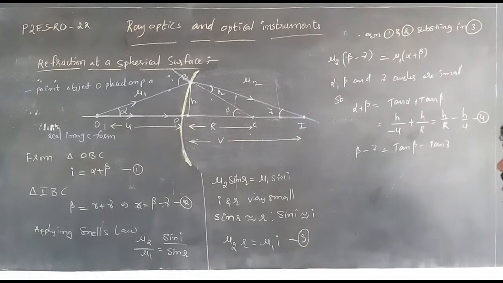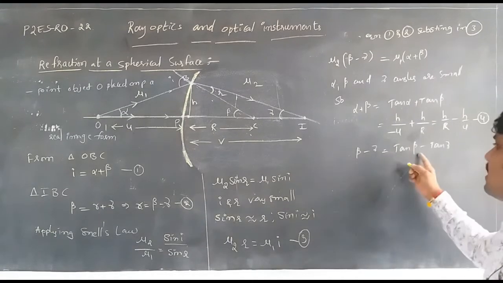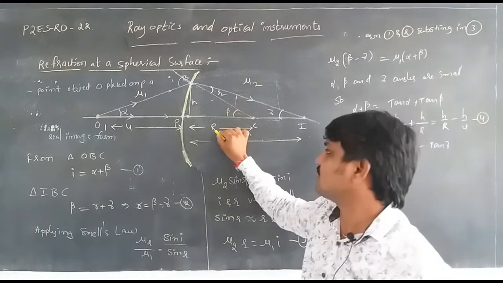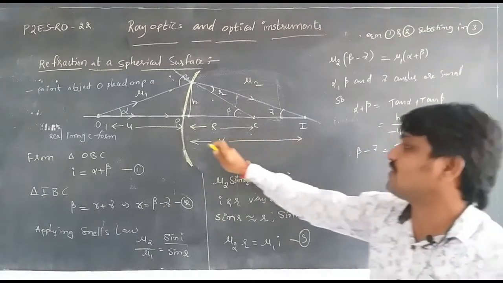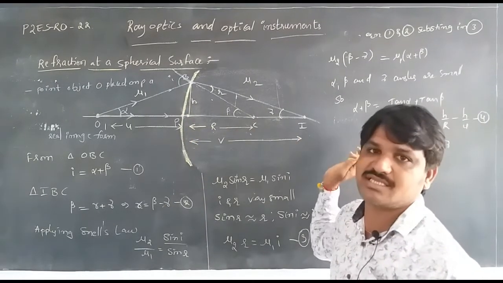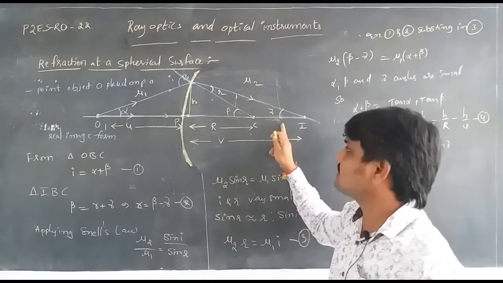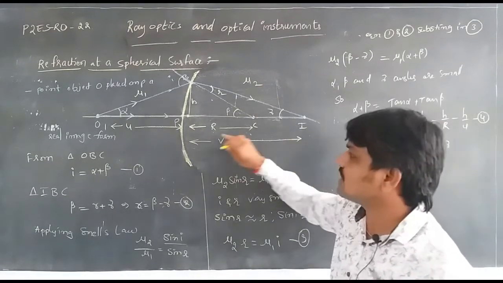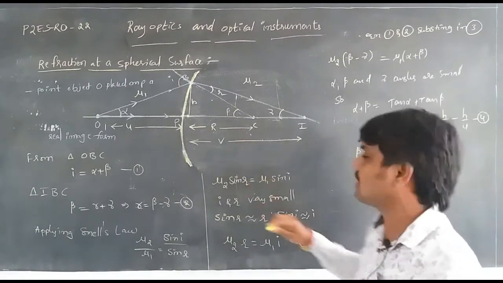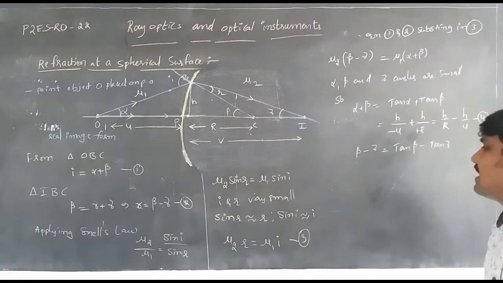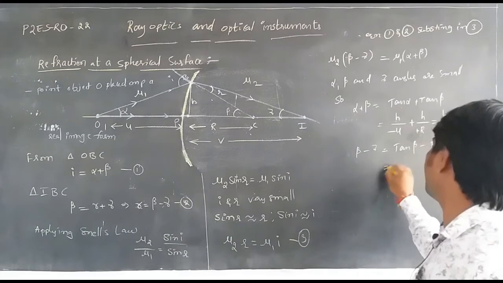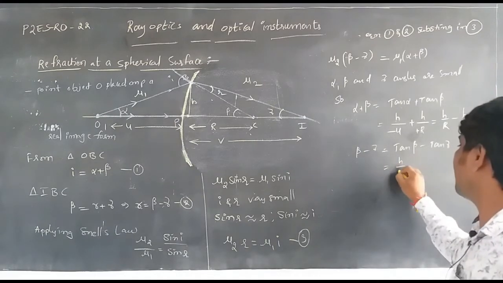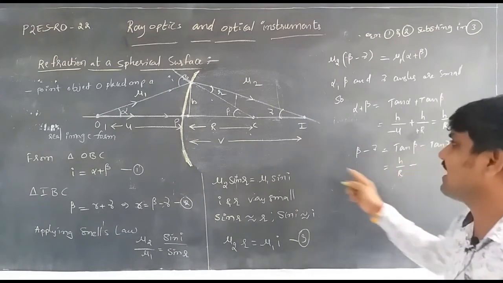Tan beta minus gamma means here also we can take tan beta is equal to h by R. We are taking plus R because we are measuring in the direction of the incident ray. In the direction of the incident ray we are measuring the value, so that's why we are taking plus R, not minus R. So tan beta is equal to h by plus R, minus tan gamma.